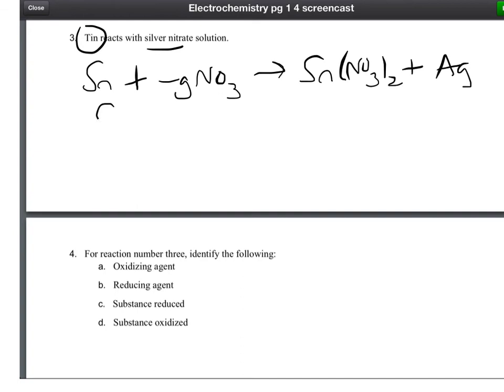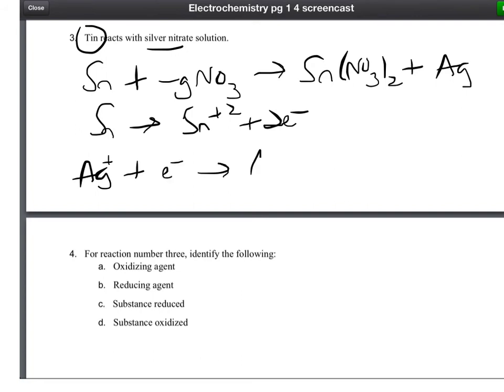So if we look at half reactions, Sn to Sn +2, that's your oxidation reaction, and silver is being reduced, so Ag+ and an electron is going to be Ag as the element, and then I just need to double that one. And again, you probably wouldn't even need to write the half reactions to be able to balance that one, but that's going to be important for later.